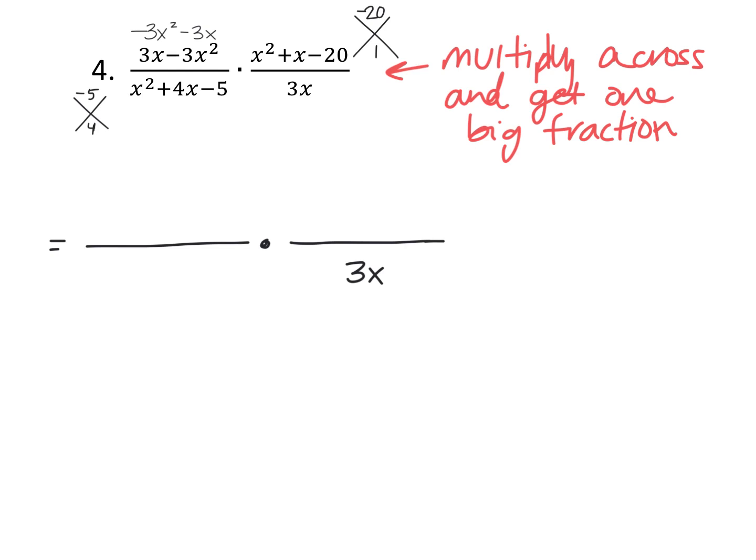Negative 3x squared minus 3x. Does it have a GCF? It does. Okay, what's the GCF of that? 3x. We're going to do negative 3x because that first term is negative. Negative 3x, and if I divide out negative 3x from that, it would get me x minus 1.